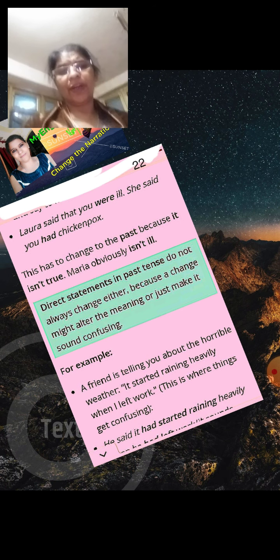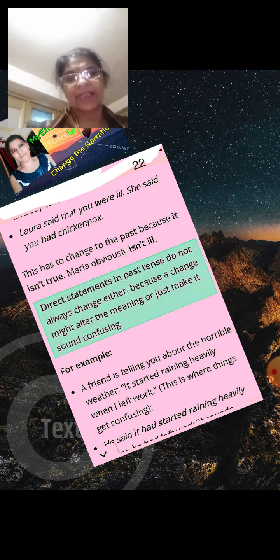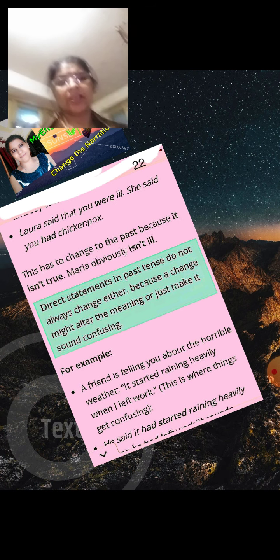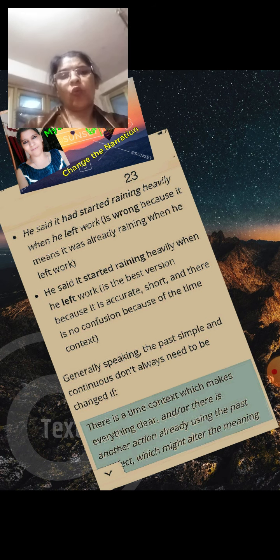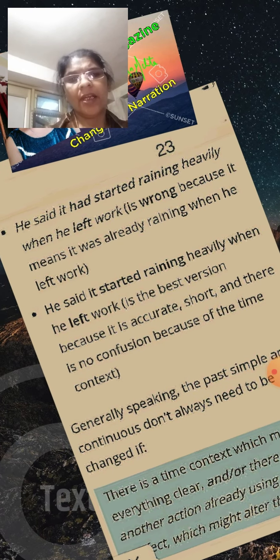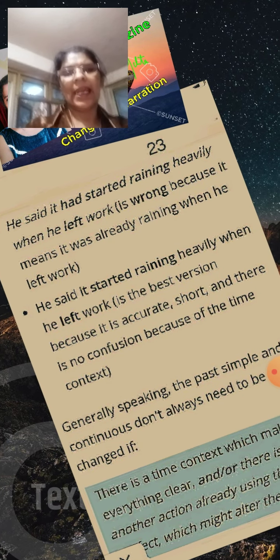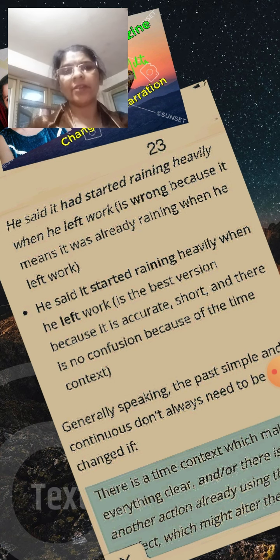For example, a friend is telling you about the horrible weather. It started raining heavily when I left work. This is where things get confusing. He said it had started raining heavily when he left work is wrong, because it means it was already raining when he left work. He said it started raining heavily when he left work is the best version because it is accurate, short and there is no confusion because of the time context.